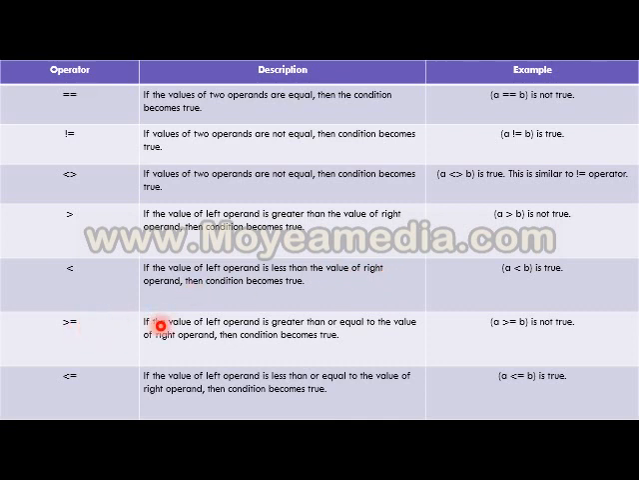Now comes the greater than or equal to operator. Similar to the greater than operator, but the only difference is that here it also compares equal to, meaning it is a combination of greater than and equal to operator. So if the value of the left operand is greater than or equal to the value of the right operand, then the condition becomes true. But here 10 is neither greater than nor equal to B, meaning 20, so it is not true. But for the less than or equal to operator, it is true since 10 is not equal to 20, but it is smaller than 20, so it will return a true statement.